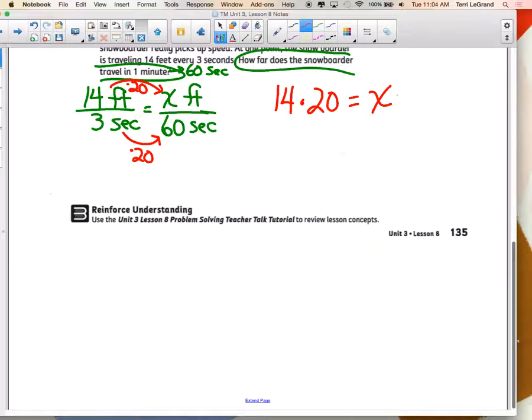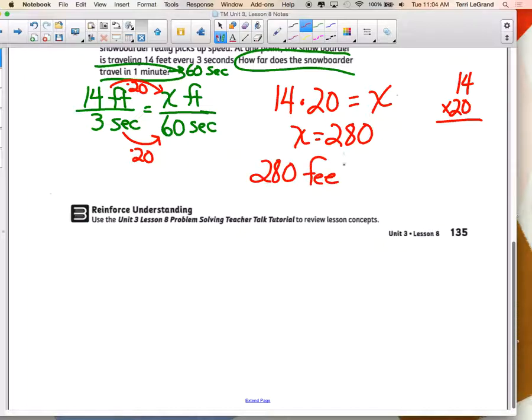Well, okay, if you need to do this, guys, just go over here and do it. I was just trying to get you to do it in your head. Go ahead, just multiply it out, Sierra. 280, because 2 14s is 28, and then attach a 0 behind it. So X equals 280. Okay, so that's 280 feet.